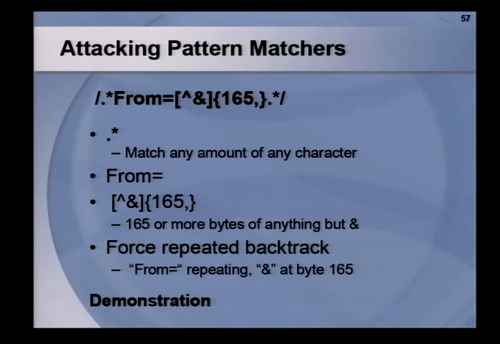And then what it will do is process that data over and over again. So how do you force the backtracking? If you say from equals over and over and over again, and then every 165 bytes you insert an ampersand, none of the froms are going to match, but the regular expression engine has to check every single from equals, scan forwards at least 165 bytes, and look for an ampersand. If it doesn't see an ampersand, it says, okay, now go to the next from. Well, if you insert a whole number of froms, you can make that take forever.